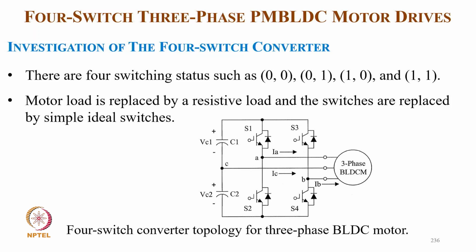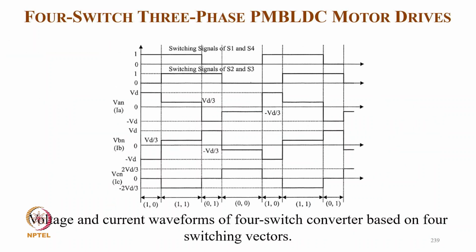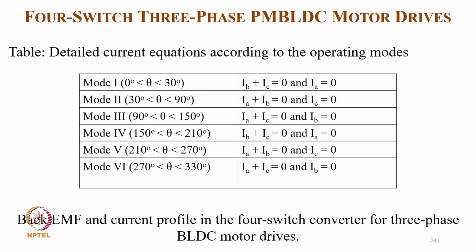So this is the 4-switch converter topology for the 3-phase BLDC motor, and these are the typical operations showing how it is operating in different modes. Now the 4-switch converter, and the switching signals of the 4 devices for all 3 phases, typically on the voltage and current profile. And these are detailed equations according to operating modes.